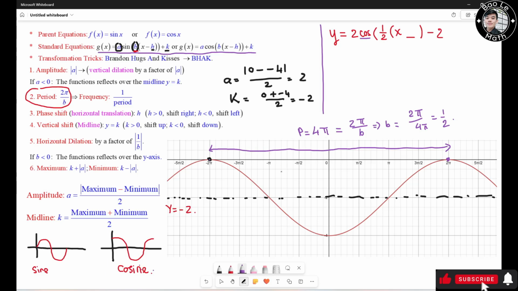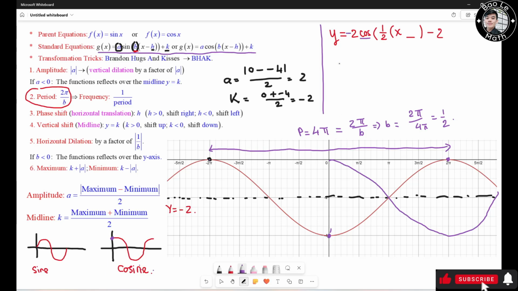Now, we look at this one right here. We know that the cosine function always starts from the maximum. You see that this one is the minimum, which is the function reflected over the midline. Actually, the original function is going to be something like this, because the original function reflects over the midline. So the A value right here should be negative.